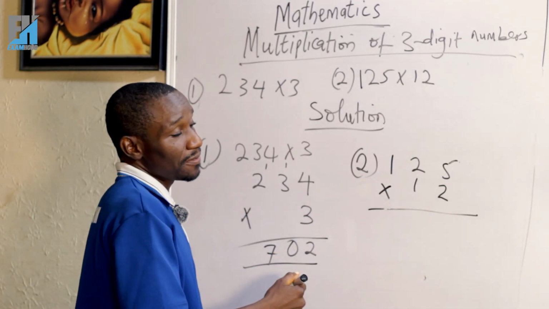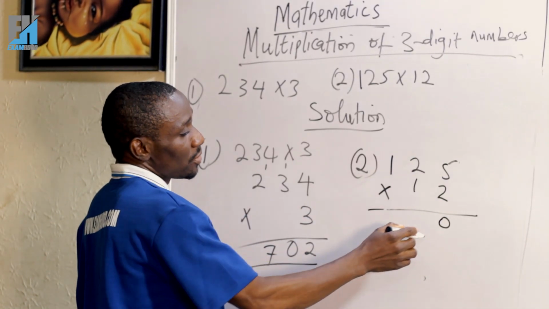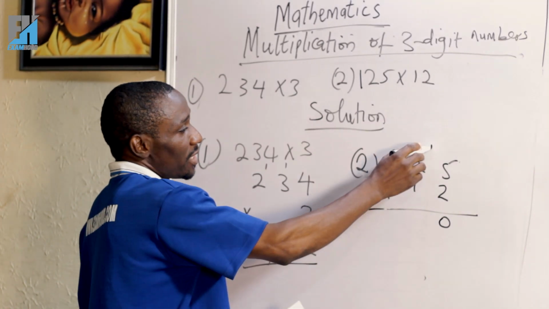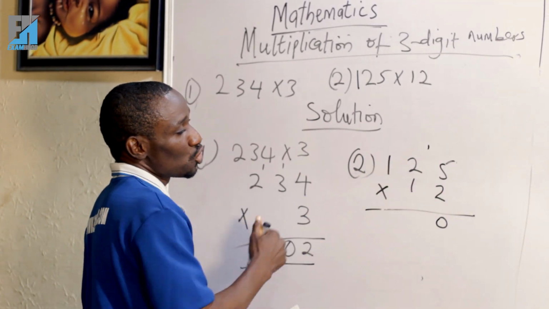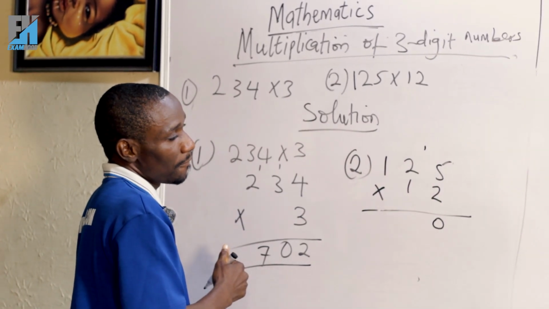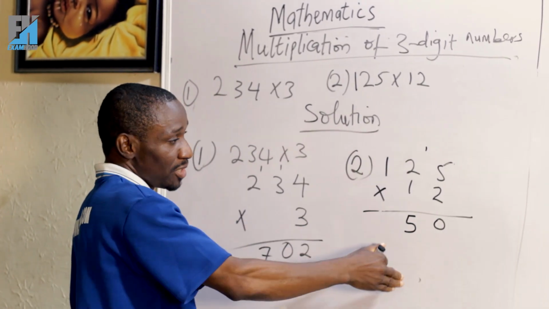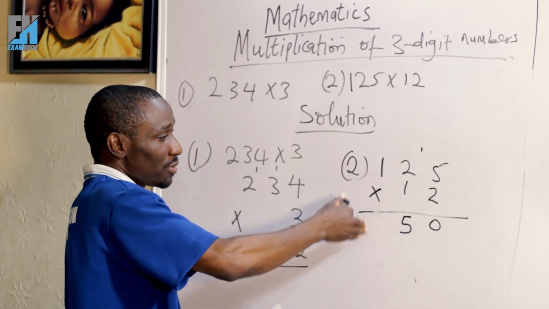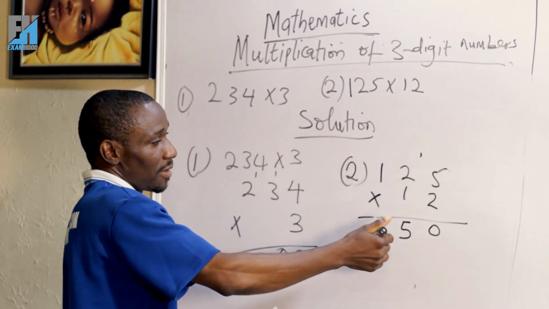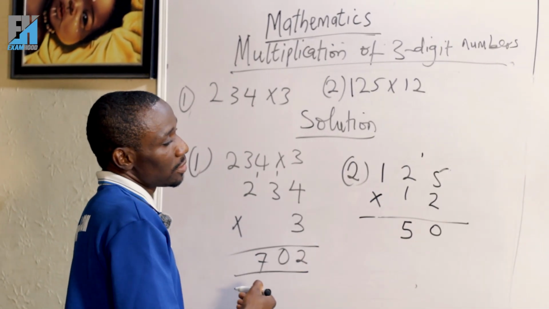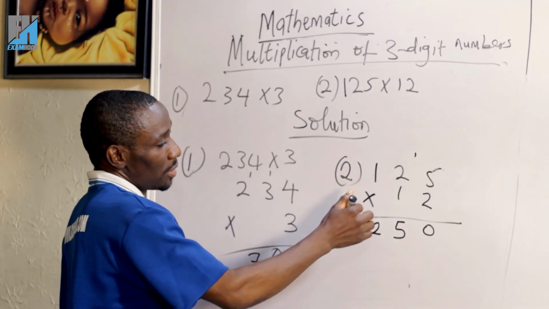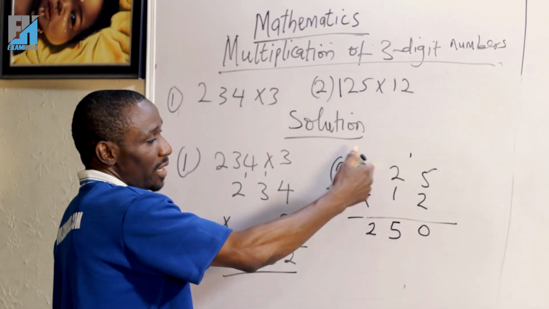2 times 5, 10. You put down 0 and carry what? 1. Put the 1 here. 2 times 2, 4. 4 plus 1, 5. You see, I'm arranging my work. It should be directly under each number. 2 times 1 is 2. You are done with 2. You have multiplied 2 by these 3 digits.